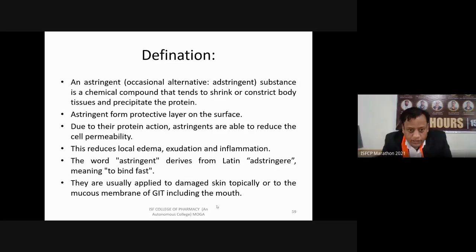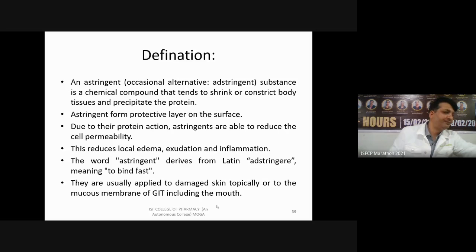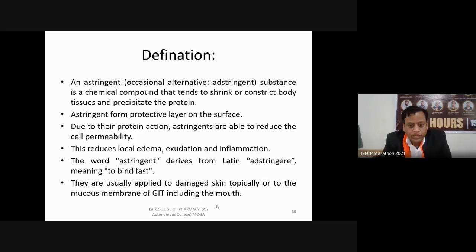They are usually applied topically to damaged skin or to the mucous membrane of the GIT, including the mouth. So they are topical agents. Astringents are topical agents, and as we discussed, they generally act by shrinking or contraction of the body tissue and produce different protective actions topically.